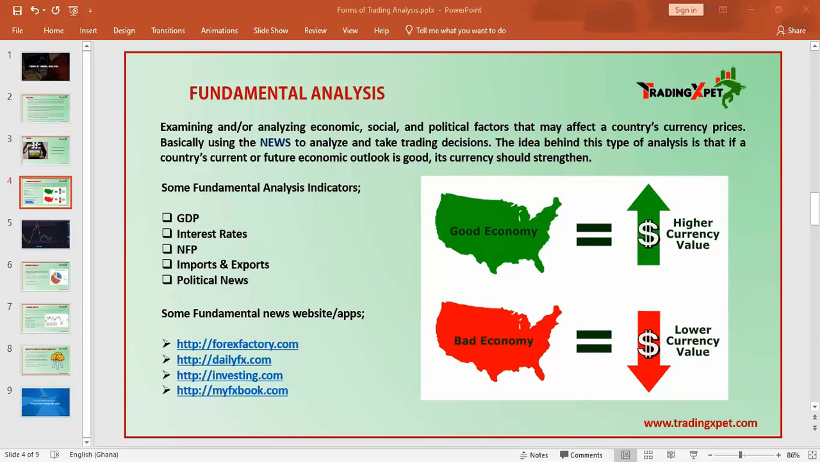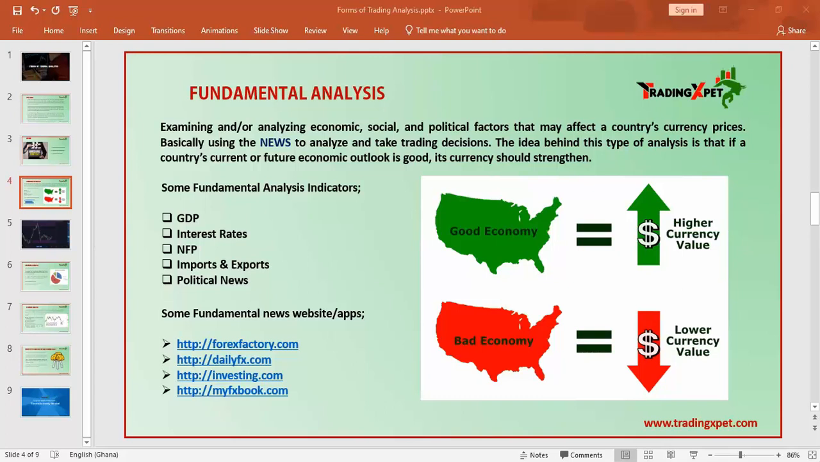Now, what does the NFP hold? The information that the NFP brings tells us about new jobs that have been added, and these jobs are only those not relating to farm work. Agricultural jobs are not taken into consideration. Any farm-related jobs are not taken into consideration. That's why it's called NFP, the full name being non-farm payroll. So it's excluding those working in the farm sector.